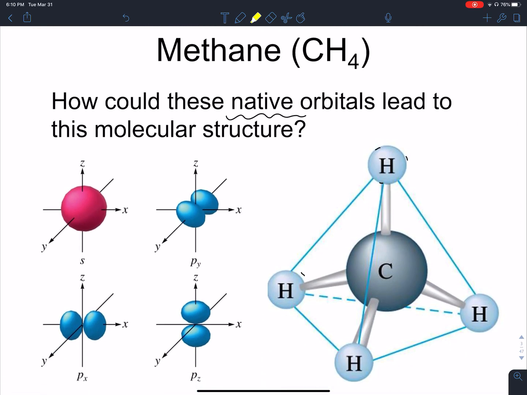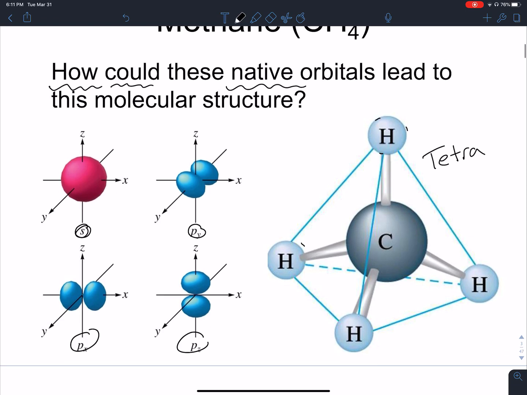Next, we need to consider the shape of this molecule methane, CH4. Take a look on the right. It's got a familiar tetrahedral shape, right? And the question that this chapter starts out with is how? How could these native orbitals lead to this tetrahedral structure? That doesn't seem right. How can a spherical orbital and three p-shaped orbitals come together to make something that has a tetrahedral shape? I mean, if you drew that, it doesn't seem like it would add up.